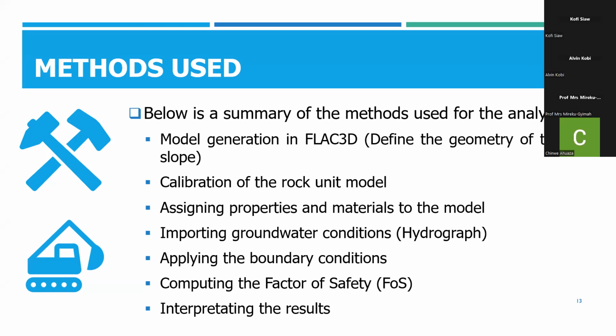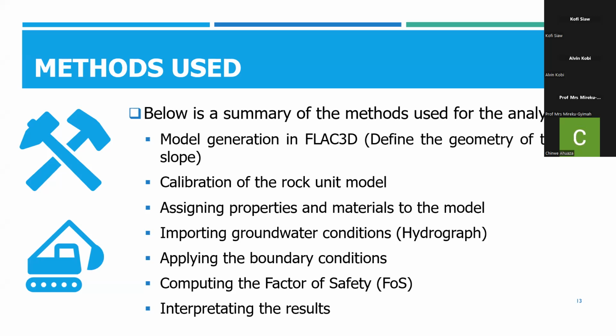And because groundwater has an effect on the stability of the slope, groundwater conditions were also imported into the model. And also boundary conditions were applied to all the northern faces, the south faces, and the other faces of the model. And after, the factor of safety was computed for. And finally, the interpretation of the results.